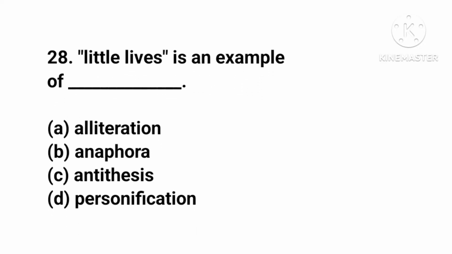Now number 28. Little lives is an example of dash. Option A, alliteration. Option B, anaphora. Option C, antithesis. Or option D, personification. Correct! Little lives is also an example of an alliteration because both the words begin with the letter L.